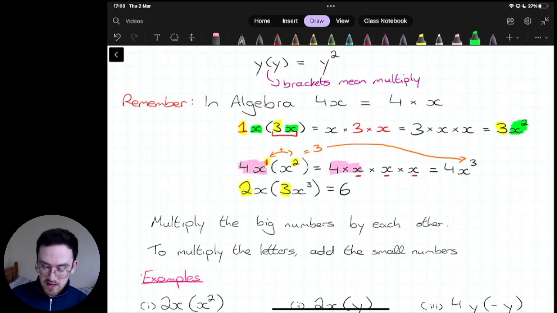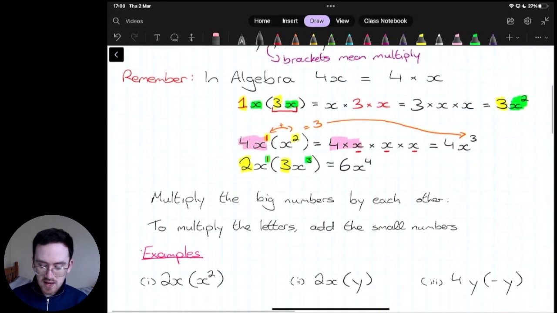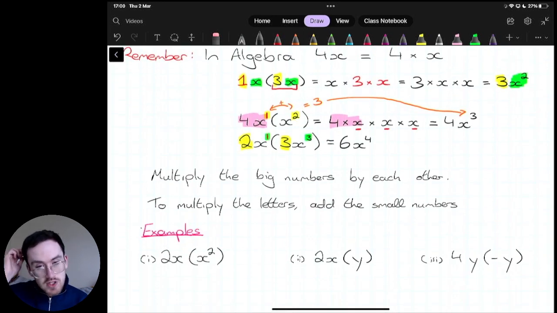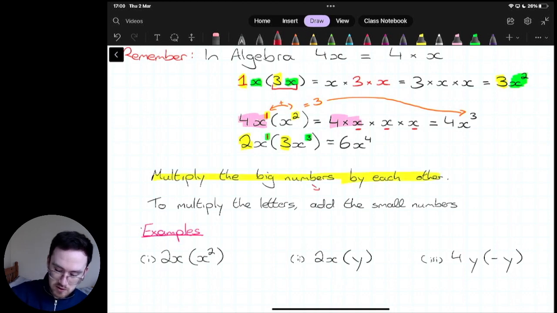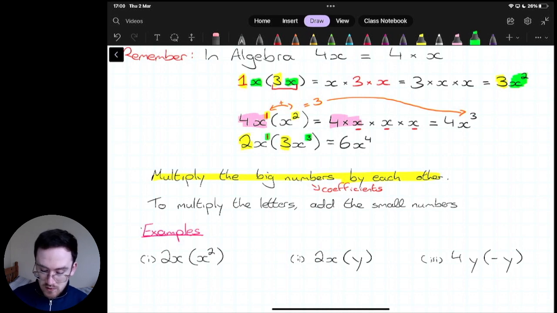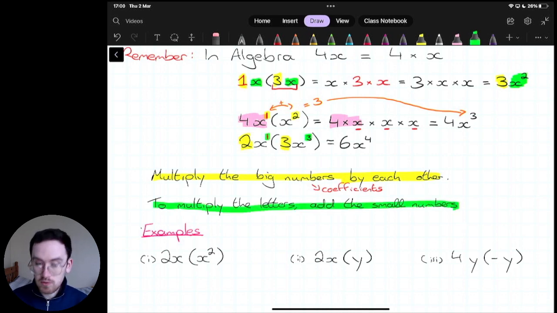And then to multiply the letters, x, we remember, has the little 1 up here, and the x cubed, and we add those together and we get x to the power of 4 as our answer. So those are the two things, and they're the two things that are written here. So if we want to multiply these two terms, we multiply the big numbers by each other. Okay, so we multiply the big numbers by each other, and by the big numbers, if we're using the correct word, which we better do, those are the coefficients. Okay, the coefficients. So we multiply them by each other. To multiply the letters, that was the green ones, we're going to add those smaller numbers.